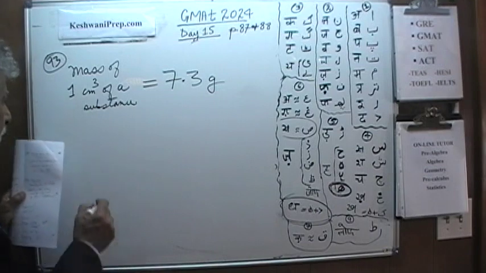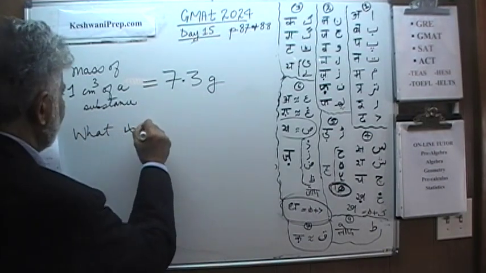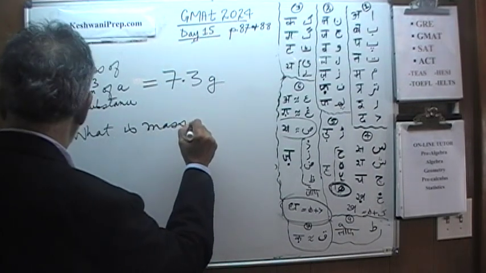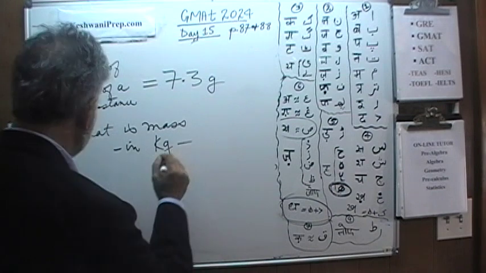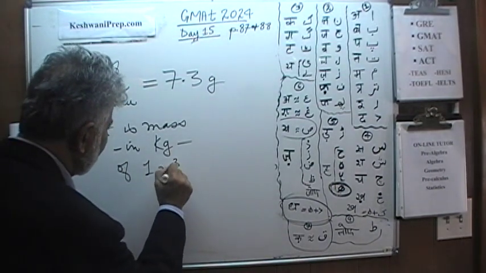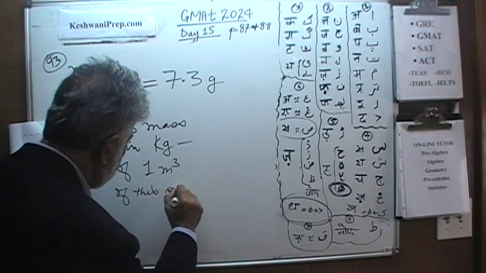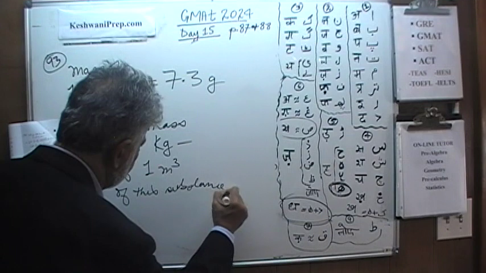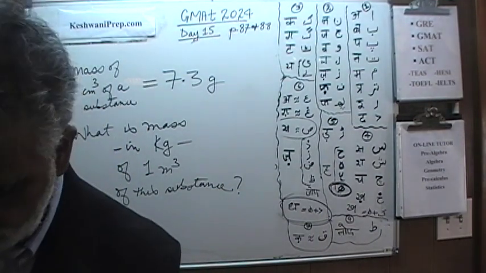Here's the question. The question is, what is the mass in kilogram of 1 cubic meter of this substance? Go ahead, do it yourself, pause the video.